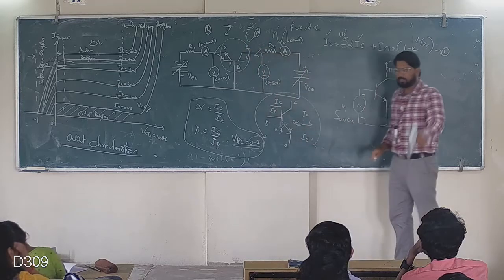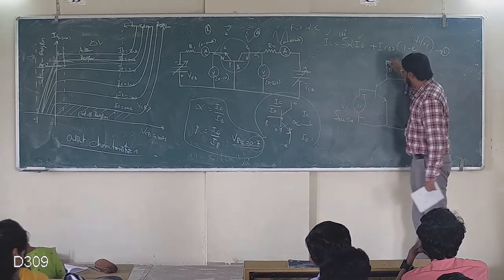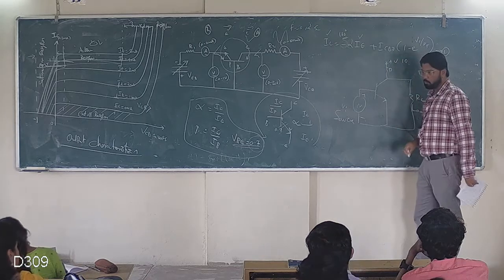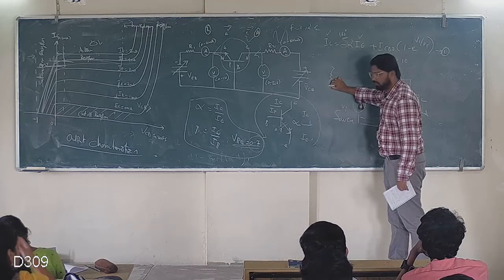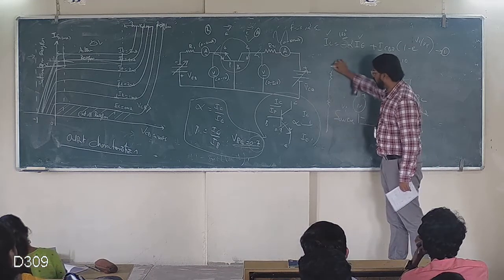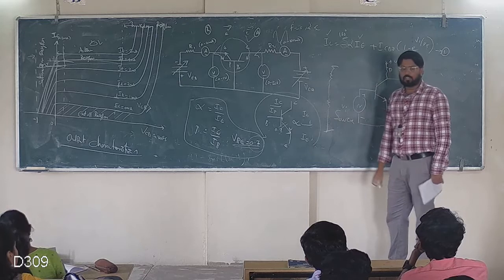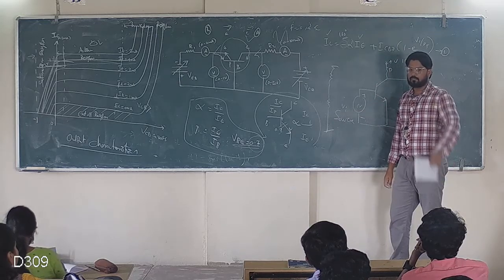Let's find it. See, what is this? 10. Before going to this, resistor 1, resistor 2, what is Kirchhoff's voltage law? Potential rise is equal to potential drop.